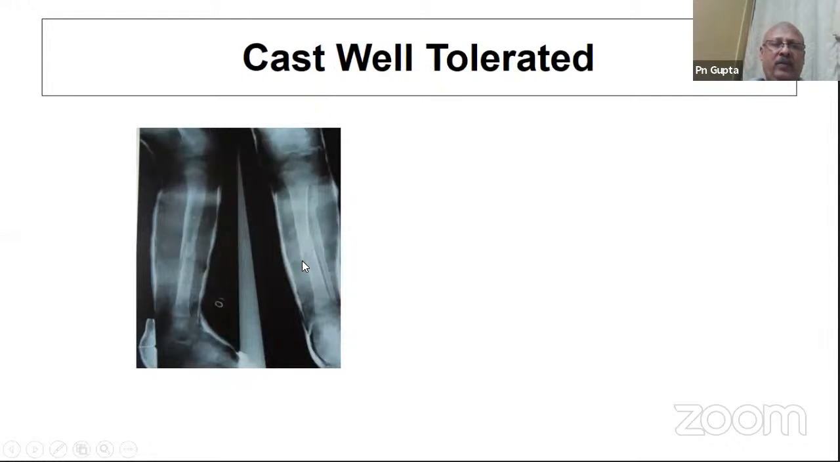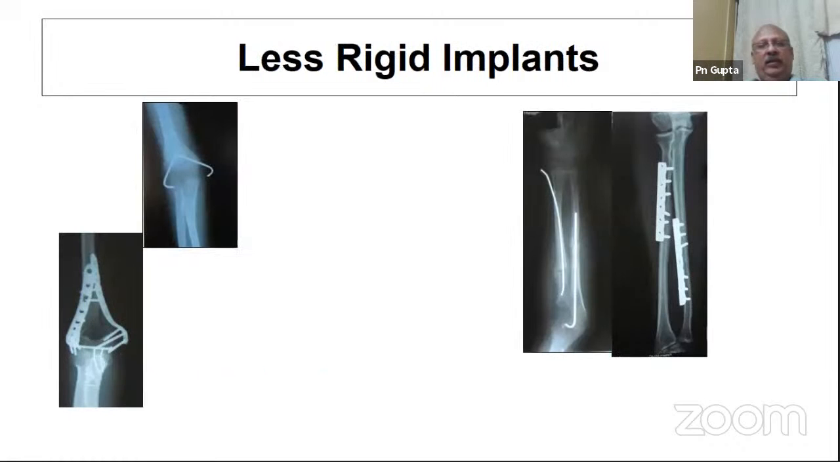Most of the time, people tend to go in for an interlocking nail, and even for a femoral fracture in a child, one can consider a hip spica, and a hip spica in an adult is unimaginable. So casts are very well tolerated because of the small child, and second, the union time is fast. Less rigid implants, as you can see in this distal humerus fracture, are the accepted norm in children, but in adults you always use a rigid and more stable fixation.